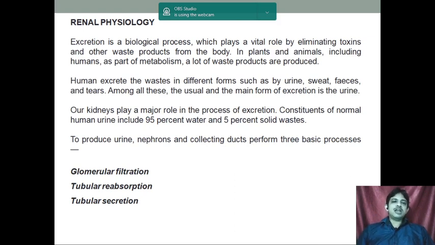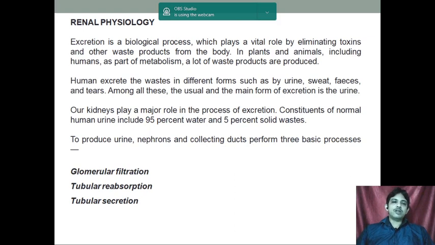Now, humans generally excrete waste in the form of urine, sweat, fecal matter, and tears. Also, metabolites can be excreted in the milk in the case of a lactating mother. Among these, the usual and main form of excretion is urine. As we know, the kidney is one of the important parts of the body and it is the main organ responsible for the excretion of metabolites through the urine.